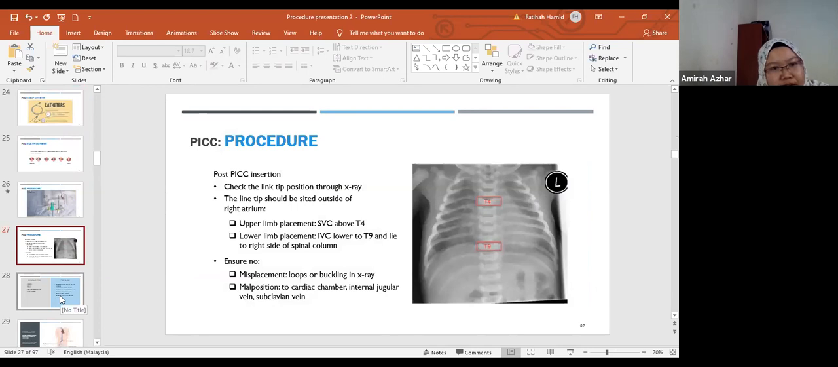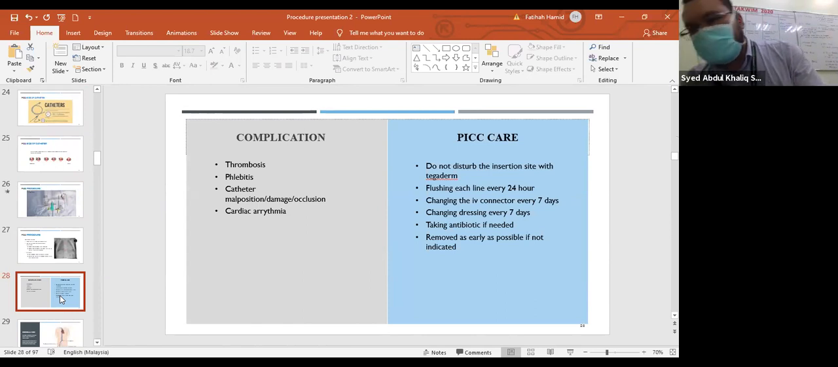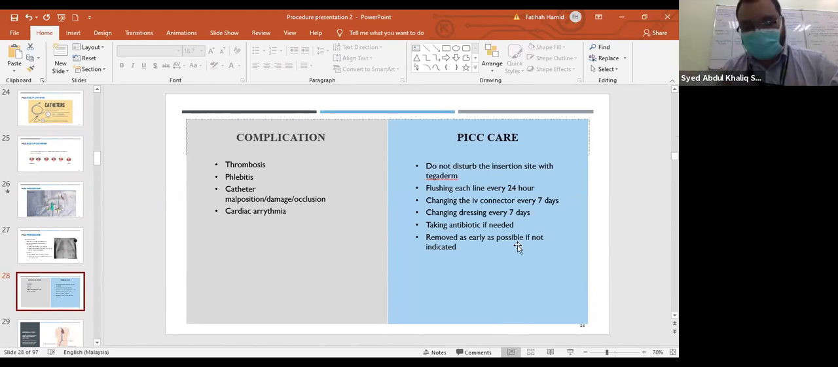Do we need to give antibiotic? Oh, the answer is no. You don't give antibiotic to all PICC insertions. The thing is, with PICC insertion, many times it's actually a bit difficult. When it's difficult, you need many punctures. So when you need many punctures, that's why sometimes you give antibiotic.